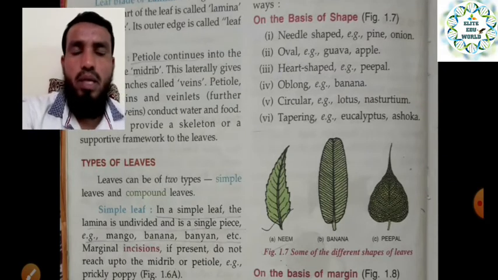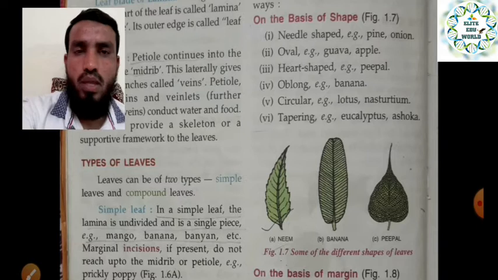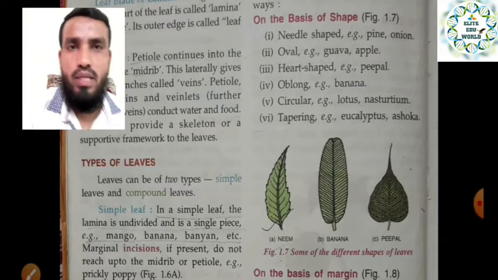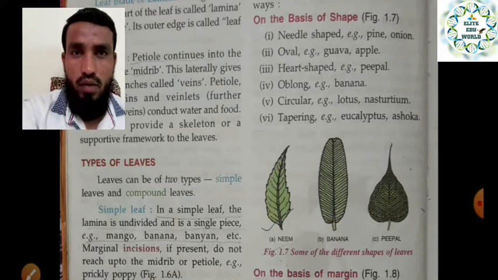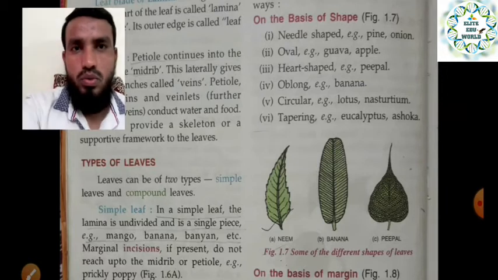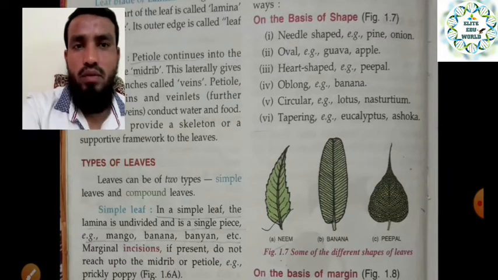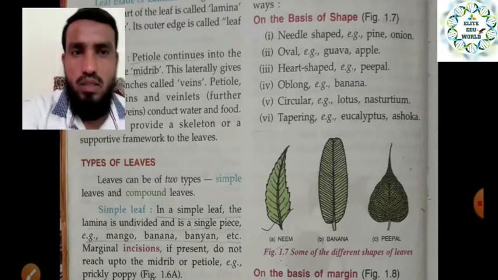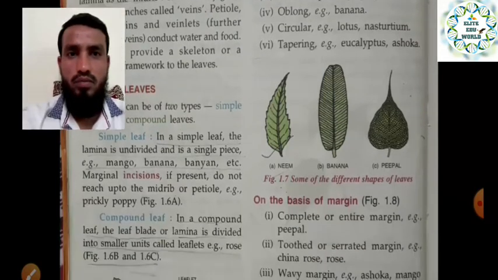So leaves can be of two types, simple leaf and compound leaf. These are the basic groups, we can divide all leaves into two groups. One is simple and the other one is compound leaves. So first of all we will see what simple leaves are.